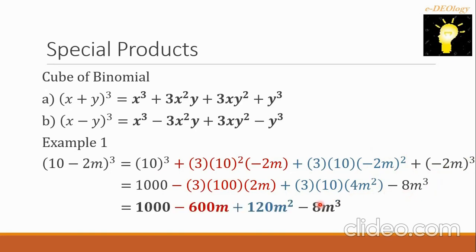And then let us simplify further. I copy the 1000 down here. For the second term, I multiply 3 times 100 times 2m. It gives 600m. Again, that is negative. And then the third term, I copy the plus sign. I multiply 3 times 10 times 4m squared. It gives 120m squared. And then the negative 8m cubed is copied here. So this is our final answer.